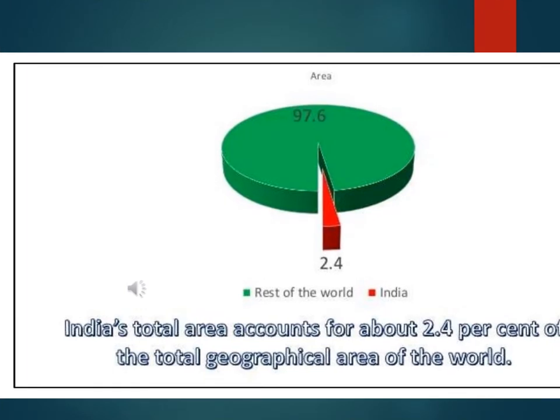This diagram will help you to understand what I just told you. India's total area compared with the entire world's geographical area is only 2.4 percent. If the green color region is the rest of the world, India is only that red color part. So you can compare the situation there.